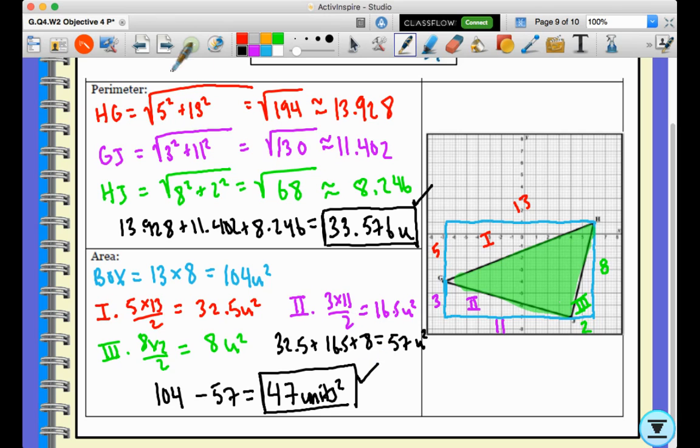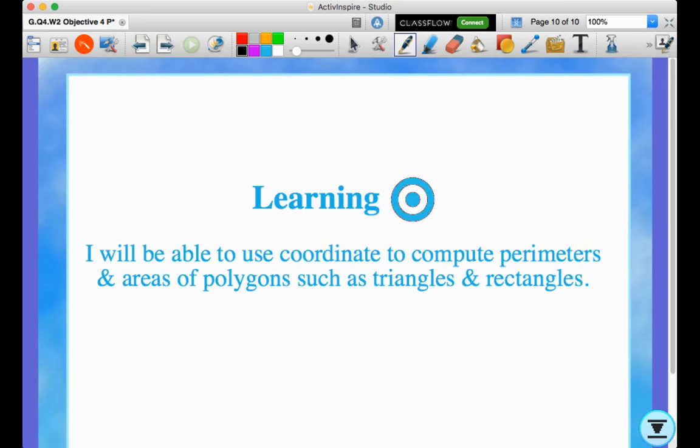To get some more help or support with this. What we just accomplished in this lesson was building our ability to use coordinates to compute perimeters and areas of polygons, closed 2D shapes such as triangles and rectangles, building on the knowledge that we already had about distance and about area and perimeter, and combining those pieces of algebra and geometry together.